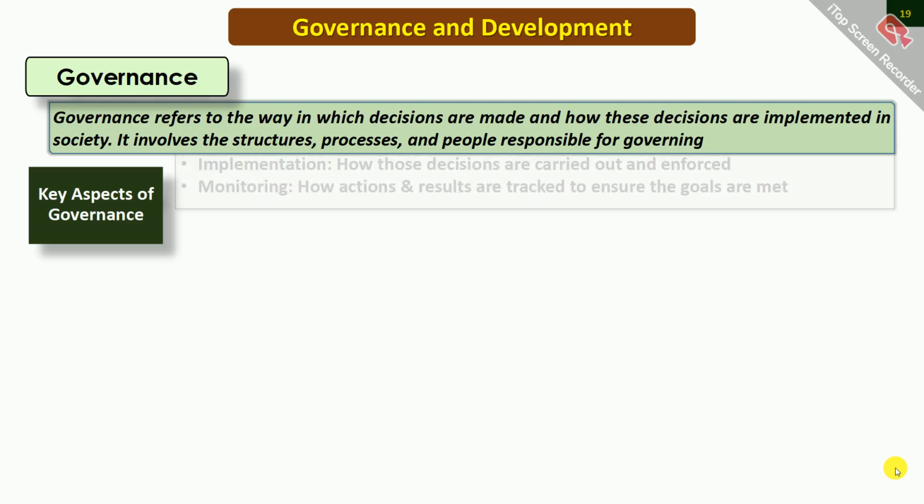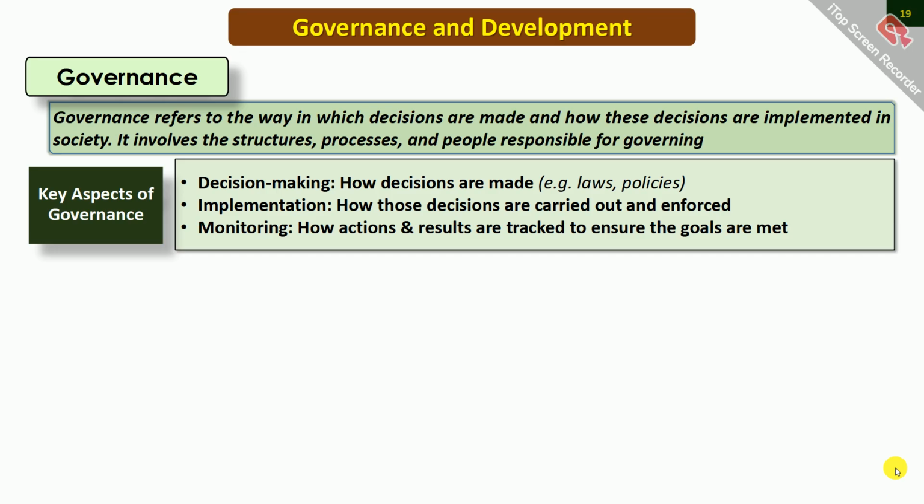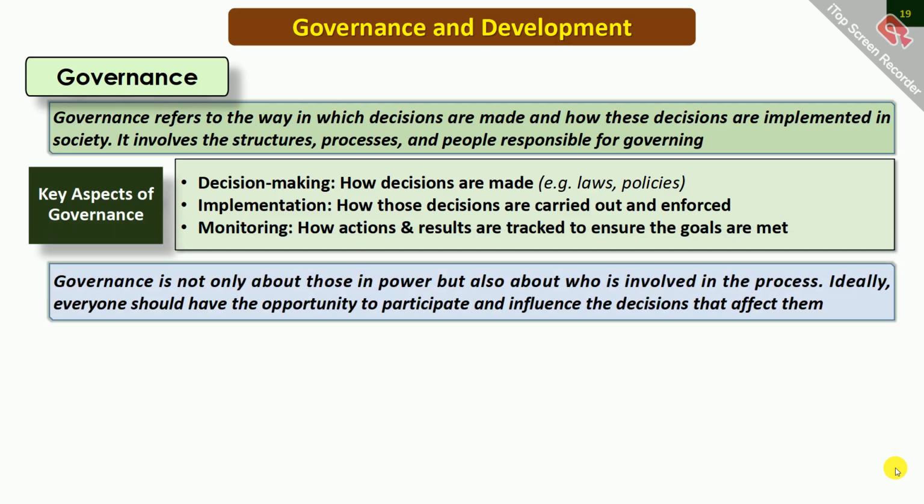responsible for governing. Key aspects of governance include decision making, like how decisions are made, implementation, how these decisions are implemented and enforced, and monitoring, how actions and results are tracked to ensure the goals are met. Governance is not only about those in power but also about who is involved in the process. Everyone should have the opportunity to participate and influence the decisions that affect them.